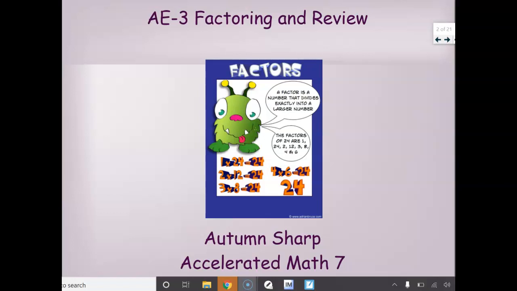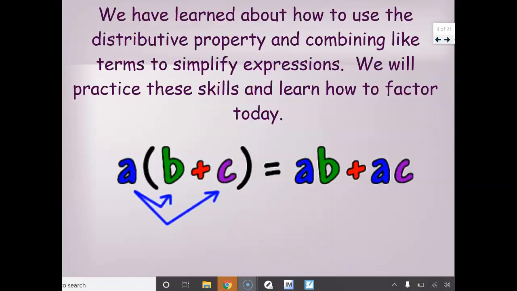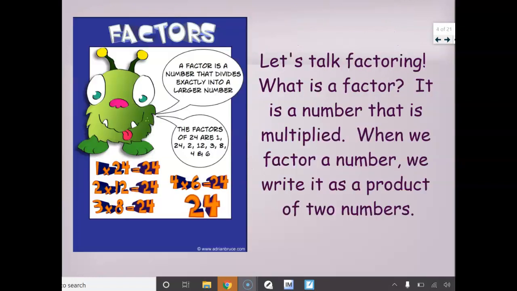Today we're going to continue our journey with algebraic expressions, and today we're going to talk about how we can factor them. So in the last lesson we learned about using the distributive property to simplify expressions, and before that we talked about combining like terms, and so today we're going to practice those skills and we're going to learn how to factor an expression.